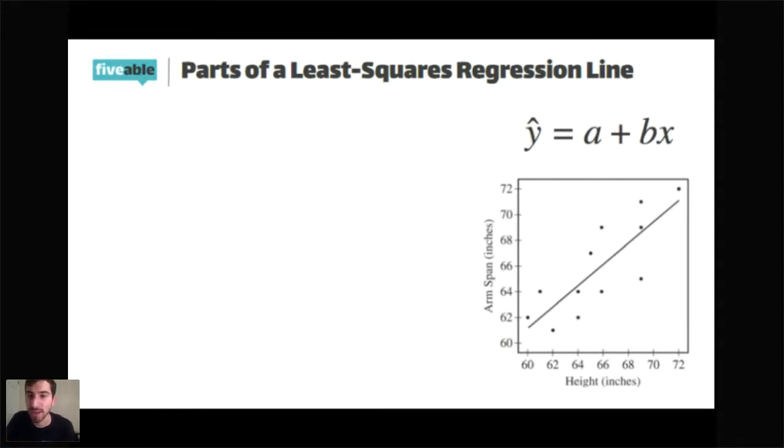So if you were to line up and draw a little arrow from the 62 height, you see there's a person with an arm span of about 61 where that dot is, but the predicted arm span is a little bit longer than that. If you go up to the line and look over to the y-axis, it looks like it's a little bit over 62. So a height of 62 has a predicted arm span of maybe a little bit over 62. And so the line is for making predictions.